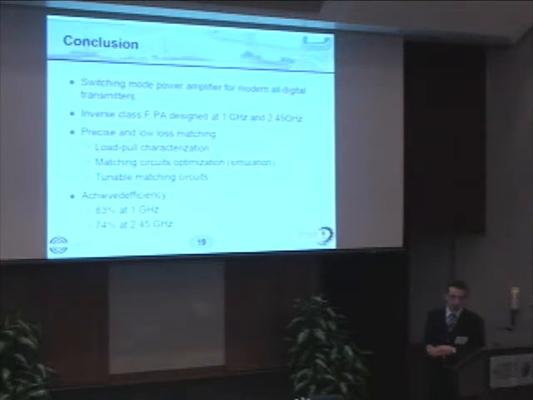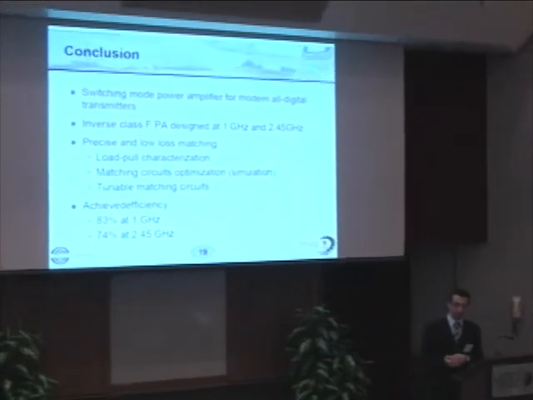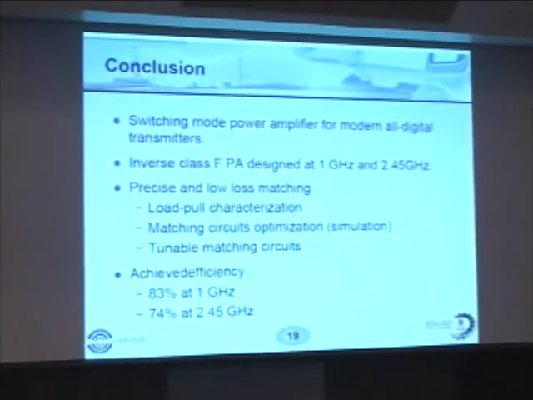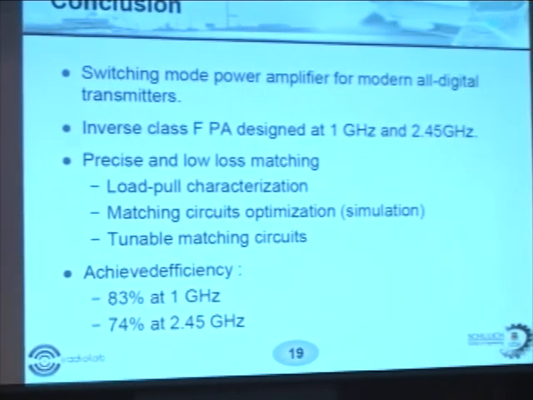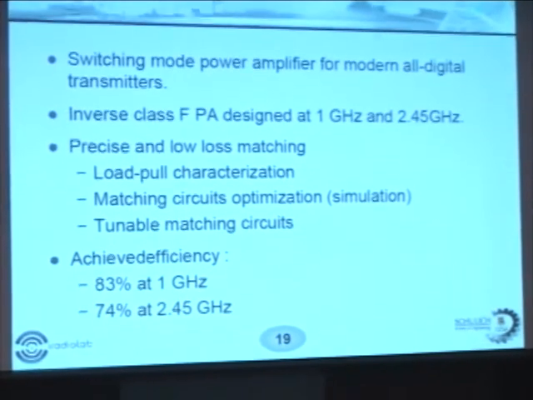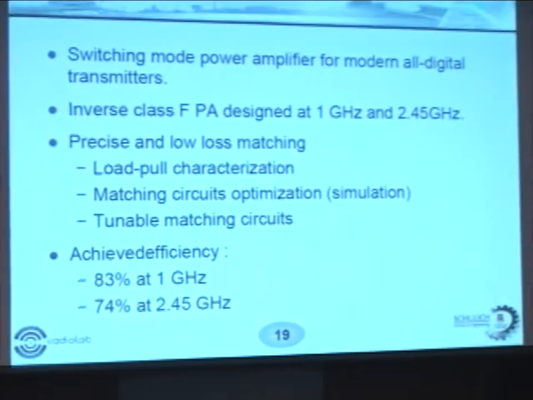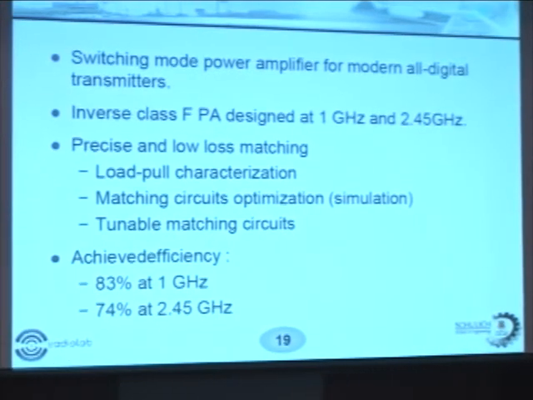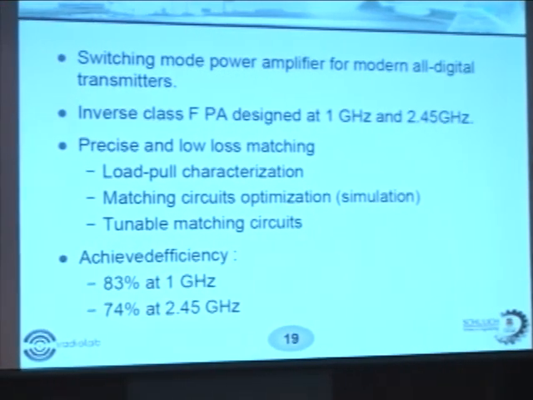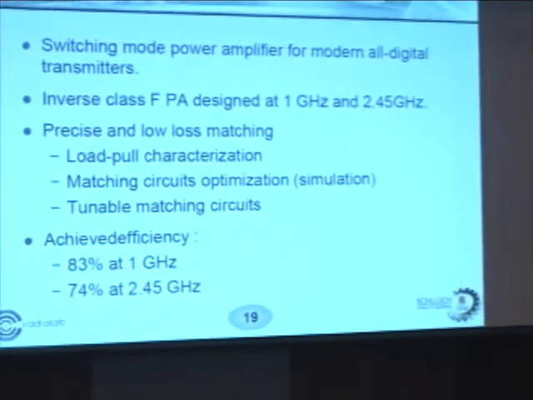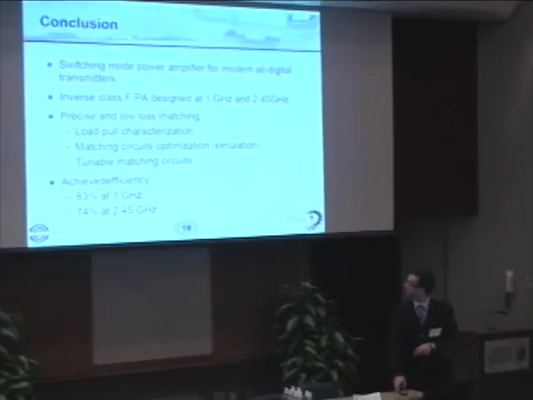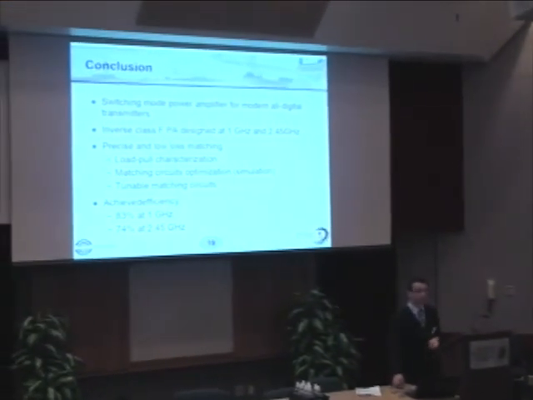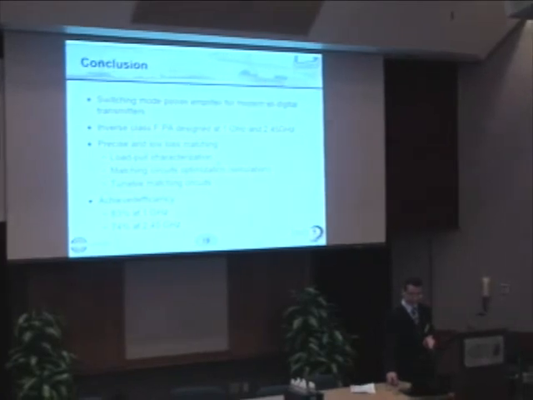So in conclusion, we provided the different steps to design inverse class F power amplifiers that allow to improve the efficiency in wireless transmitters. The steps are to use load pool characterization, matching circuit optimization to reduce the loss, and to tune the matching network after design to achieve the optimal efficiency. And this allowed us to achieve 83% for 1 gigahertz and 74% for 2.45 gigahertz.